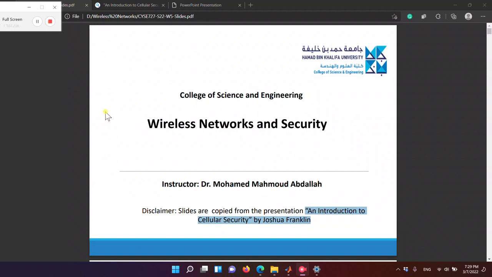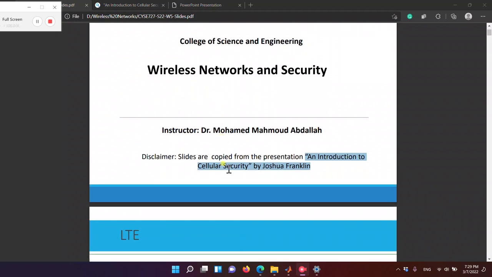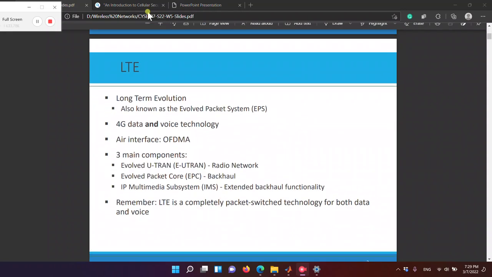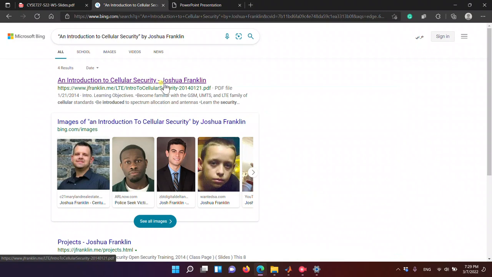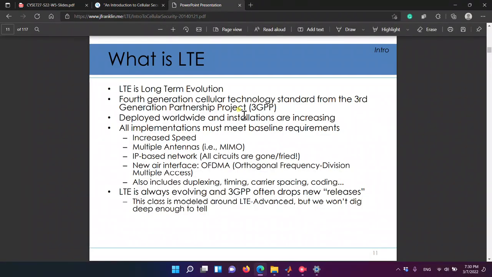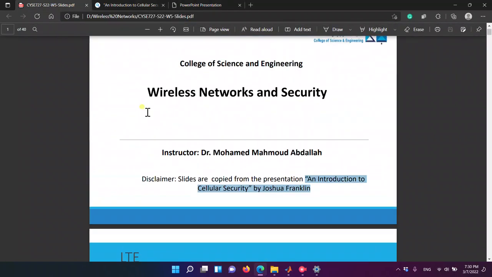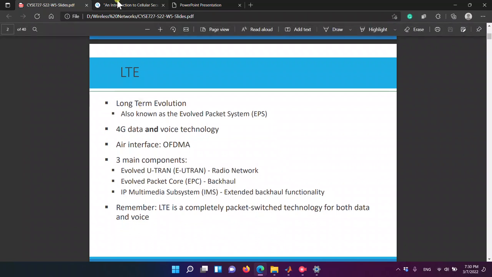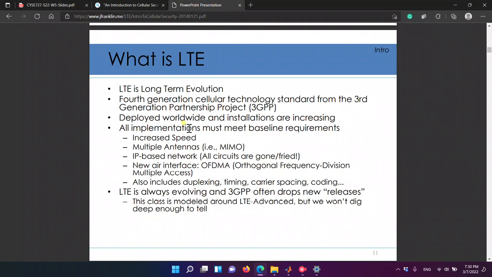Okay guys, I'm going to read the slides with you. It's "Cellular Security"; I searched for "An Introduction to Cellular Security" by Joshua Franklin on Google and obtained this presentation from this link, and we are now at page 11 out of 117. I think this corresponds to the first slide. I'll try to read from here because I don't understand the slides very well, and this is the first time I'm reading them.